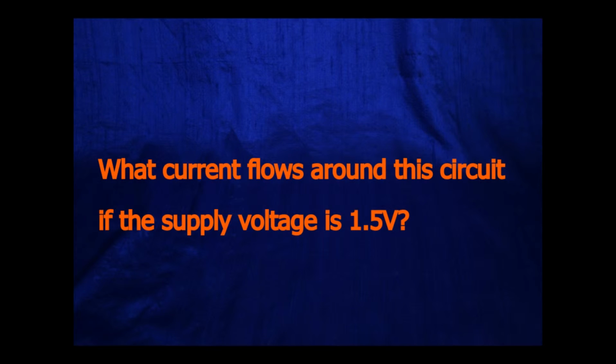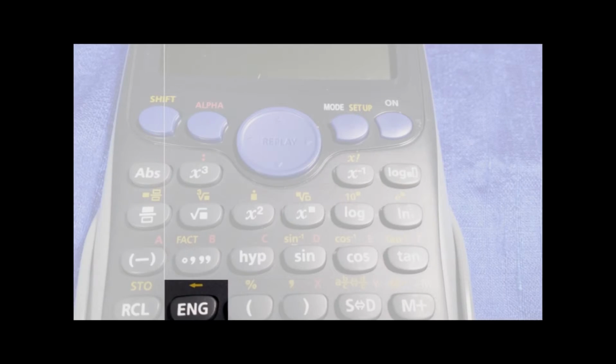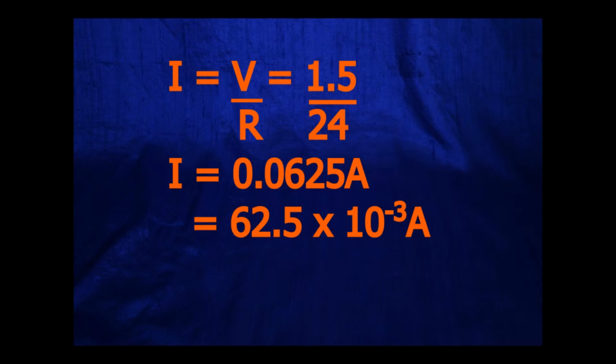What current flows around this circuit if the supply voltage is 1.5 volts? We use I equals V over R, so a rearranged version of the definition of resistance, and that gives us I is 1.5 volts over 24 ohms and I is 0.0625 amps. A really useful button to use here is the ENG button on a Casio calculator. This civilises your answer into 62.5 times 10 to the minus 3 amps, or 62.5 milliamps is the easy way to write that one.